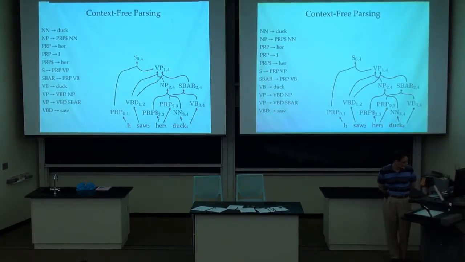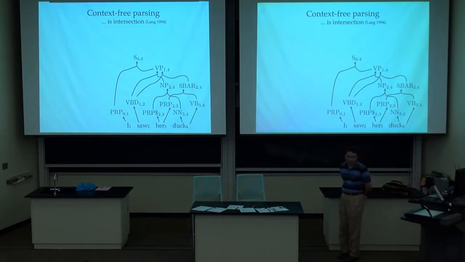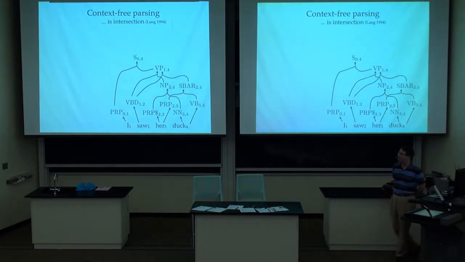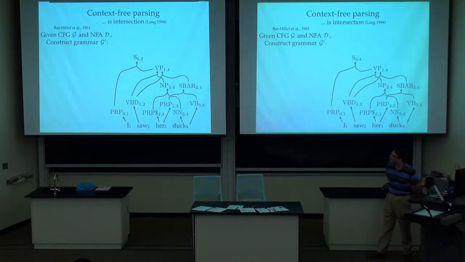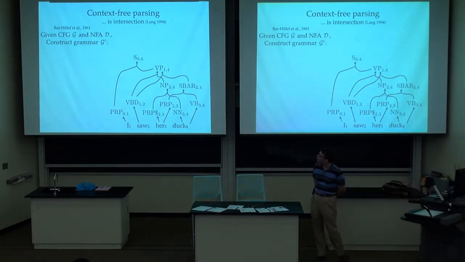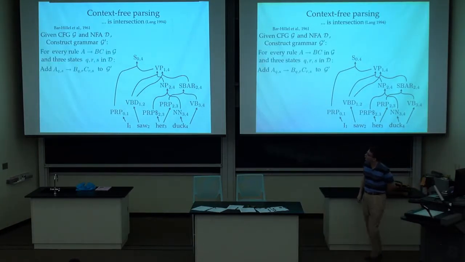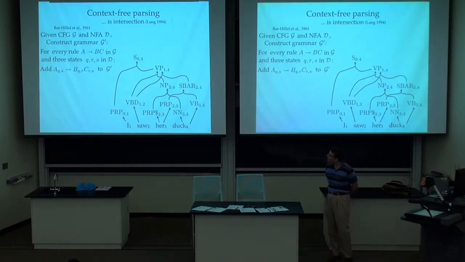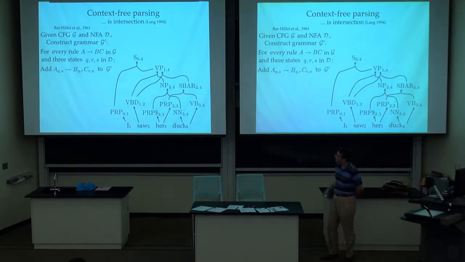Another important thing to remind you of about context-free parsing is that it's also a kind of intersection. Does everyone see this? It's an intersection of languages. To see this, we go back to a very old proof by Yehoshua Bar-Hillel, something proved way back in the 60s, something he learned from Chomsky. Bar-Hillel's proof says the following: given a context-free grammar G and a non-deterministic finite-state automaton D, we construct a grammar G prime with the following properties. Basically, we take every rule in the grammar and every triplet of states in the automaton, and we build a new grammar rule.